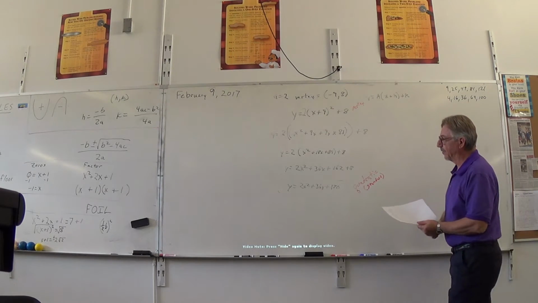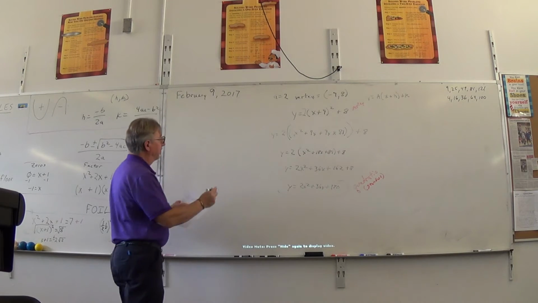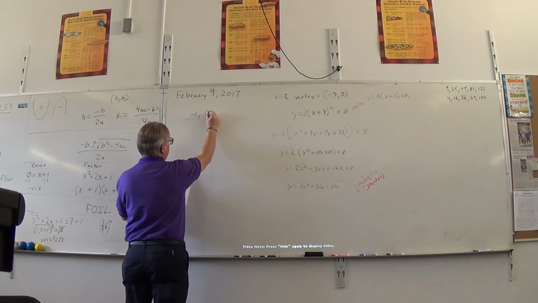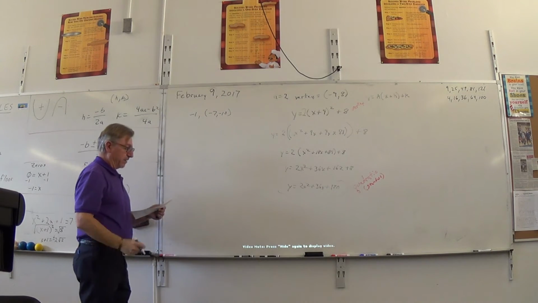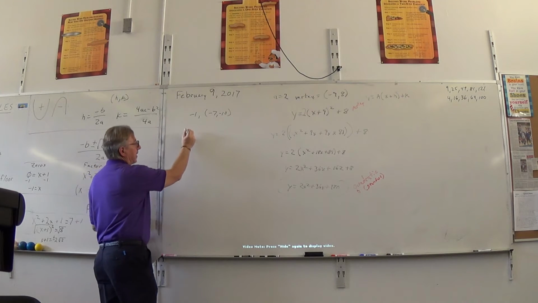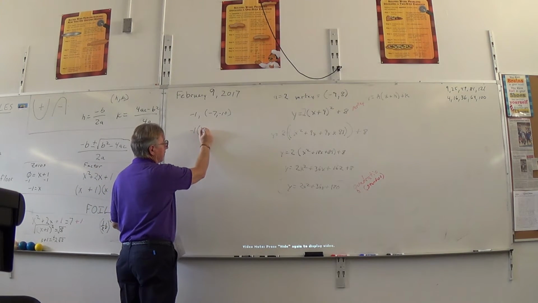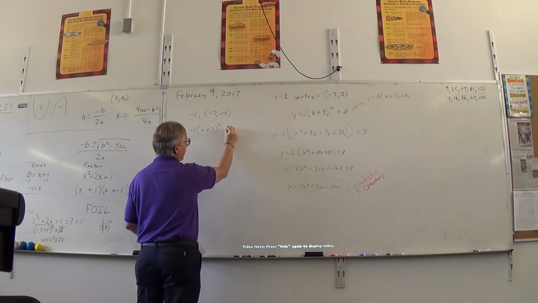Okay, so like on number 3, when it was negative 1, negative 7, negative 10, then you're going to have negative 1 times x plus 7 squared minus 10.